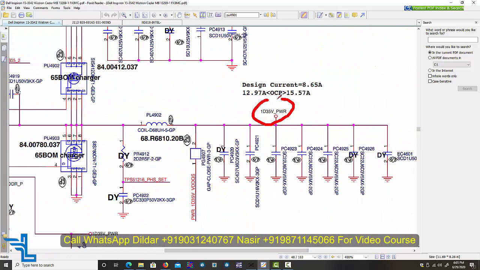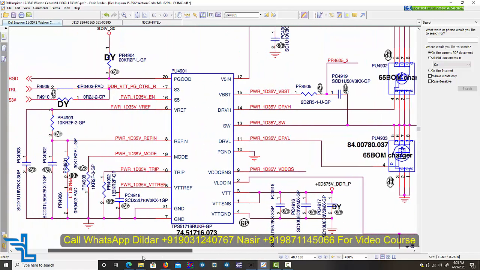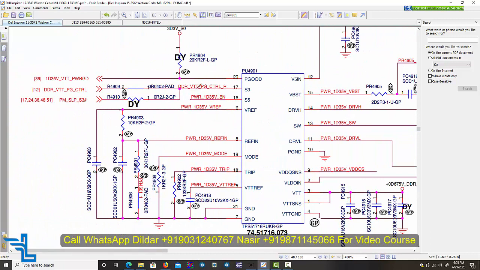So we are getting this one. Obviously we will be getting the S5 supply, then this is the VDDQ enable supply which is coming from the PCH. You can say it is the SLP_S4 signal. So let's come and check.